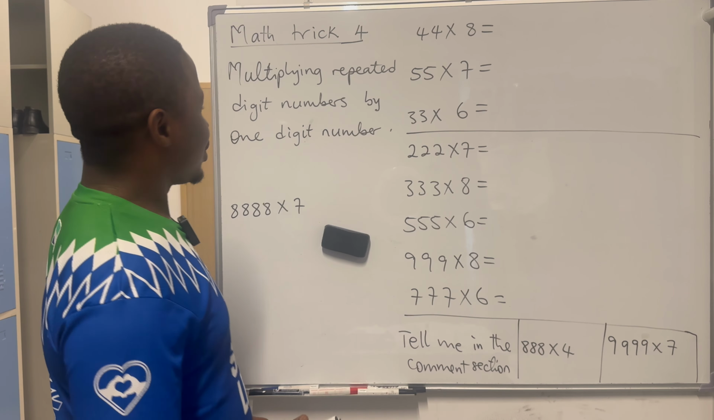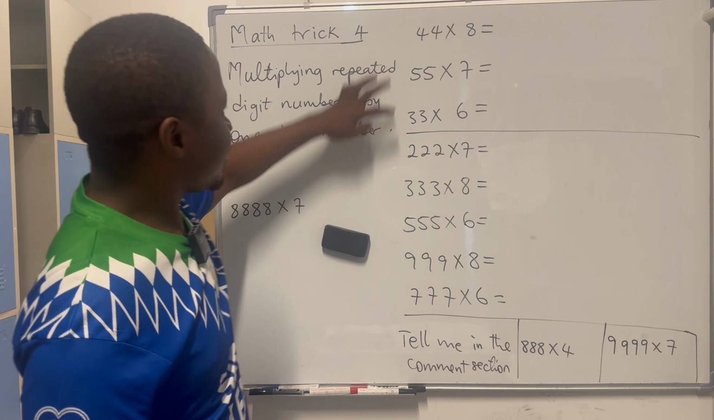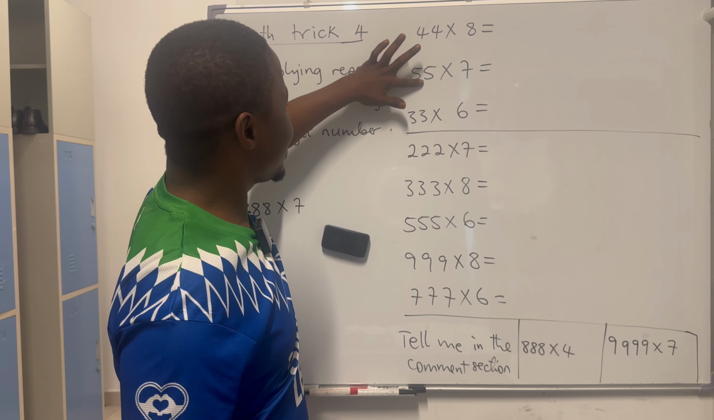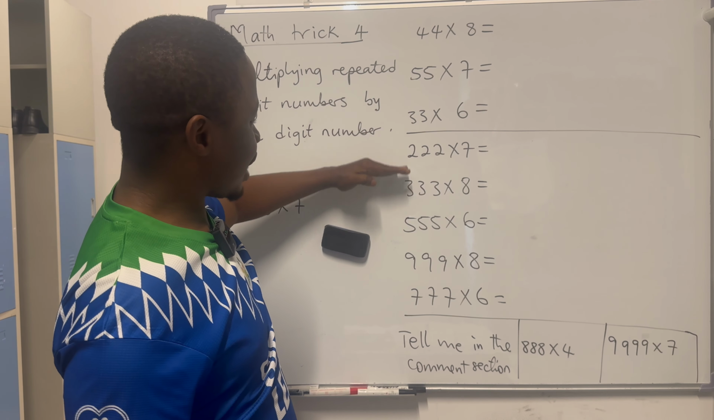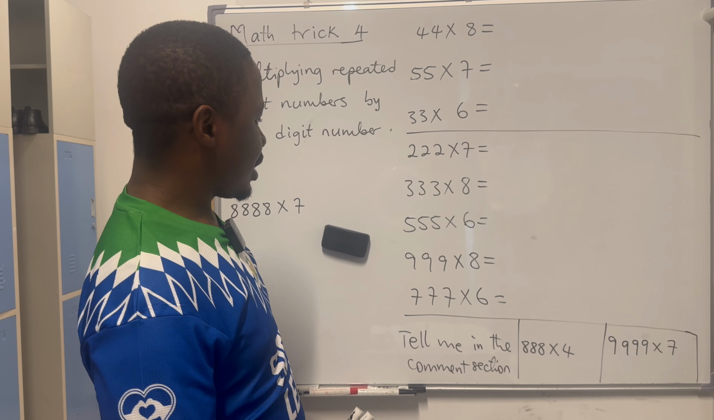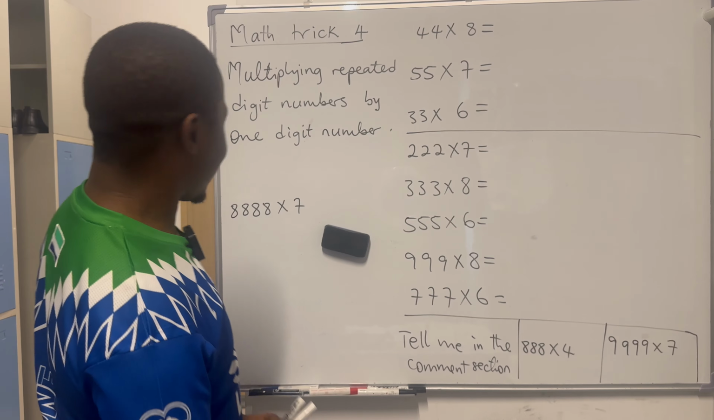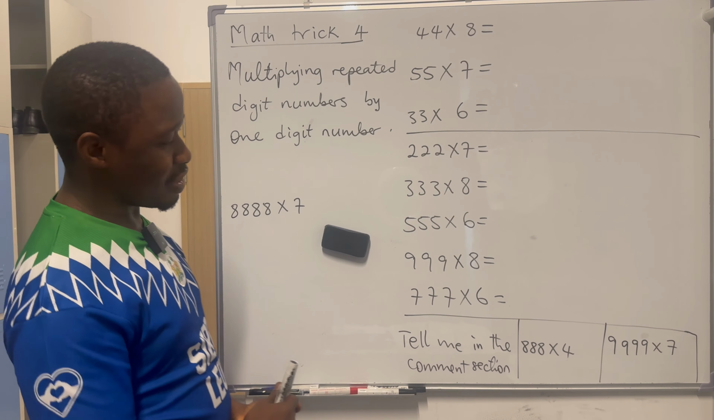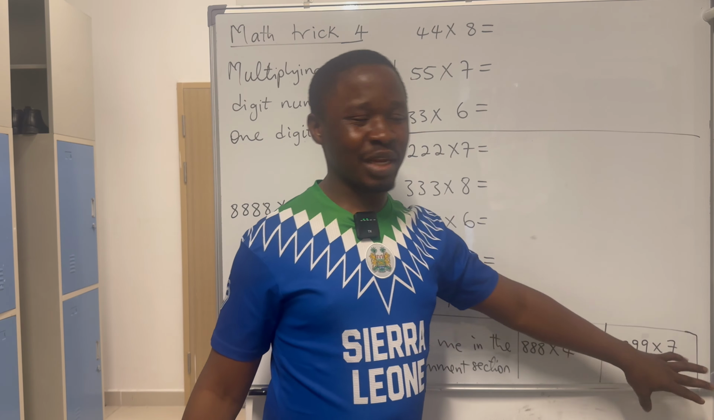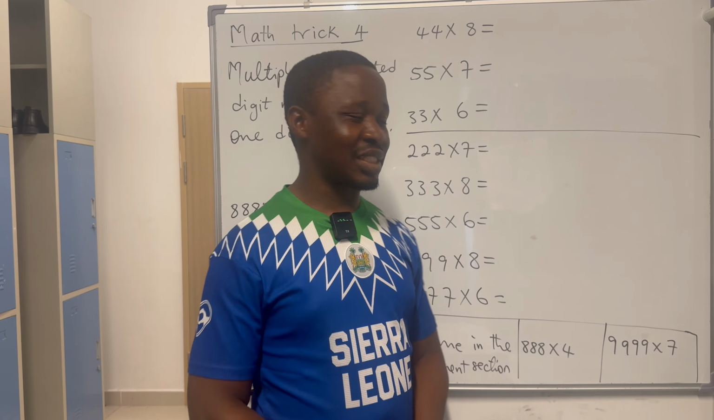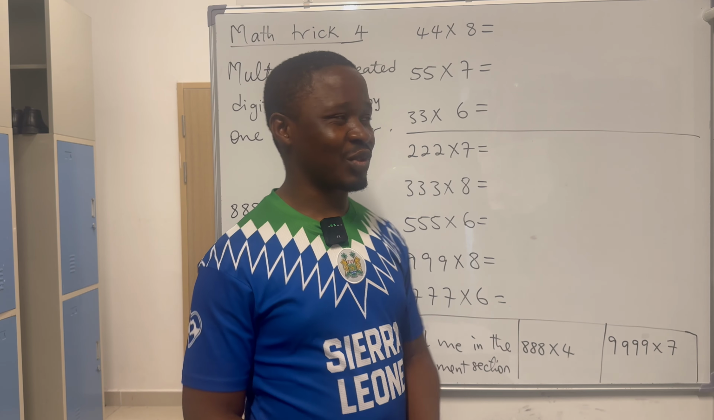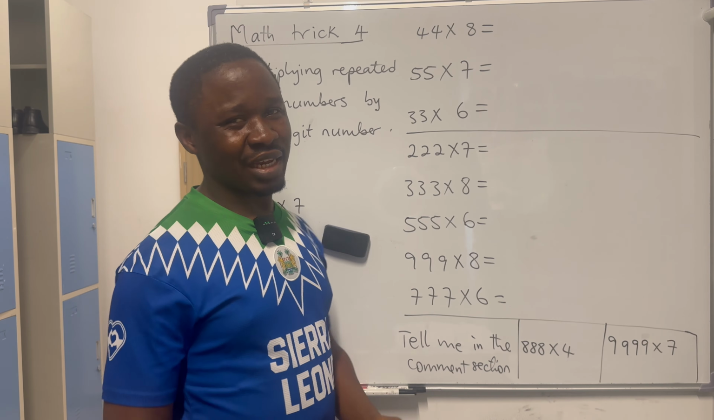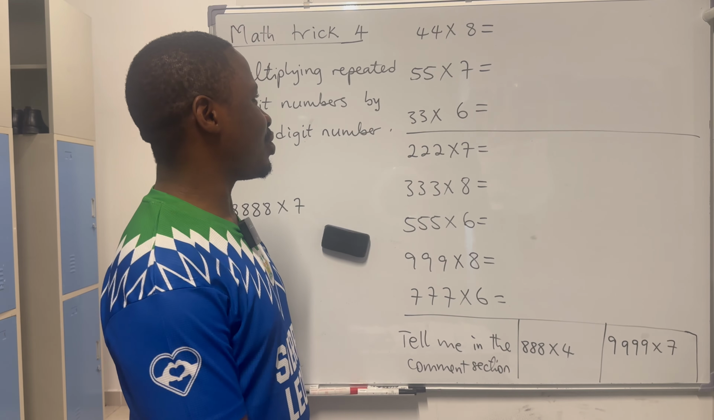Okay, so let's see here. These are two digits repeated. These are three digits repeated. So I decided to do one here, which is four digits. Then you'll have to tell me what you get in the comment section for this one. So you don't obviously need a calculator to do this.